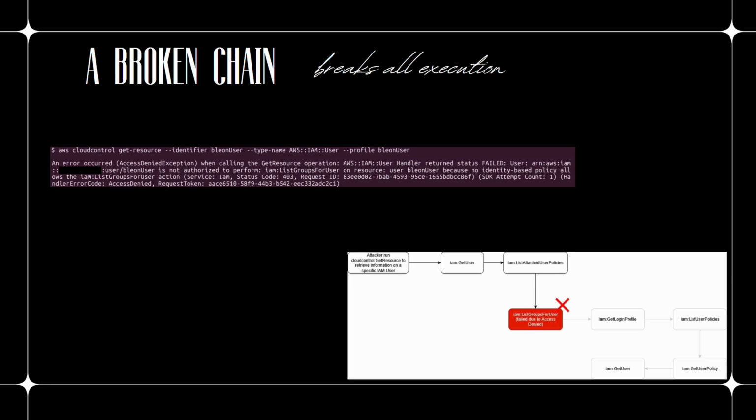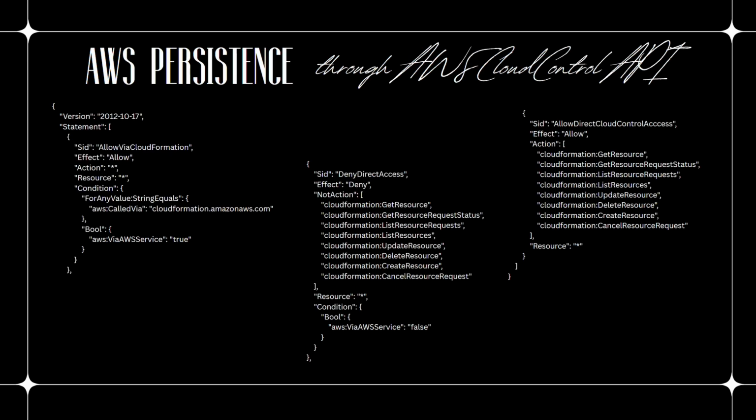Why do we care about this endpoint in the end if we can just use the AWS API and then just granularize all the permissions? Well, one thing that I found out is that we can abuse the AWS policies and we can abuse the CloudControl API to persist undetectably in AWS.